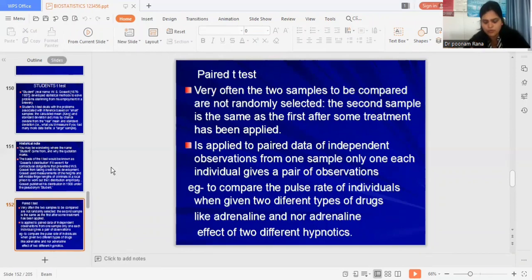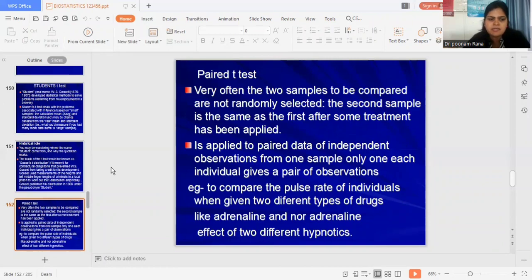There are some criteria to apply the t-test. The sample must be randomly selected. The data must be quantitative. The variable is assumed to follow a normal distribution in the population, and the sample should be less than 30. Then there are the paired sample t-test, the independent sample t-test, and analysis of variance, that is ANOVA.